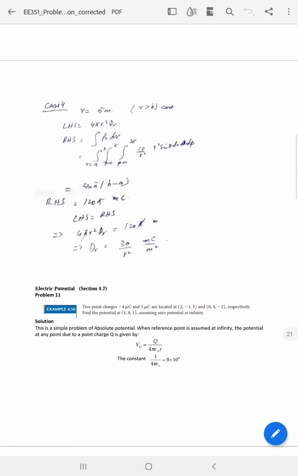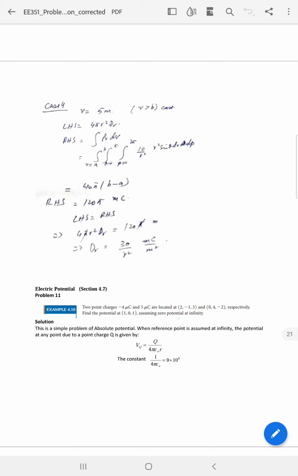This is problem number 11 from problem set number 6. In this problem we have to find the electric potential at point (1, 0, 1) because of two charges, minus 4 microcoulomb and 5 microcoulomb, located at the points (2, -1, 3) and (0, 4, -2), assuming zero potential at infinity.